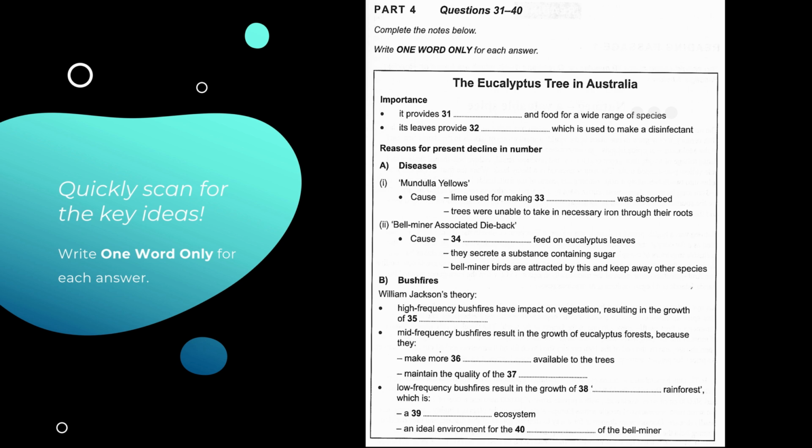The bell miner birds really like this solution, and in order to get as much as possible, they keep away other creatures that might try to get it. So these birds and insects flourish at the expense of other species, and eventually so much damage is done to the leaves that the tree dies.